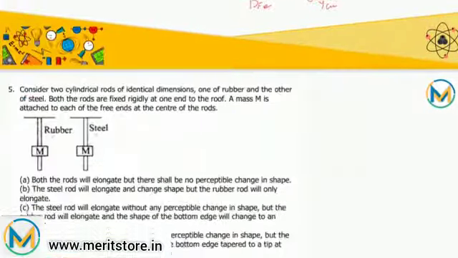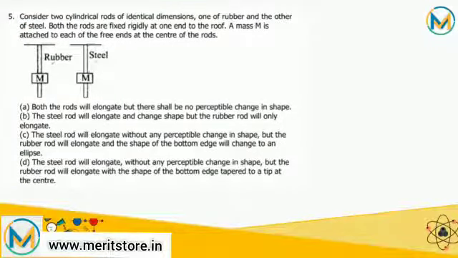Looking towards the next question. Consider two cylindrical rods of identical dimensions as given in the question, one of rubber and the other of steel. Both the rods are fixed rigidly at one end to the roof. A mass M is attached to each of the free ends at the center of the rods. Now, according to the diagram shown in the question, in which a mass is attached at the center of each rod, both rods will be elongated.